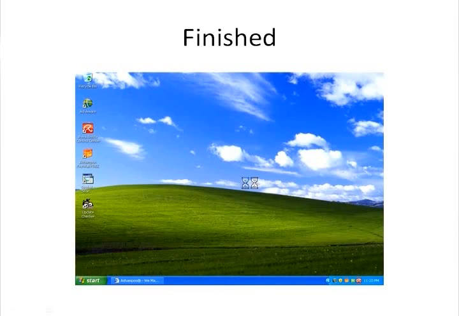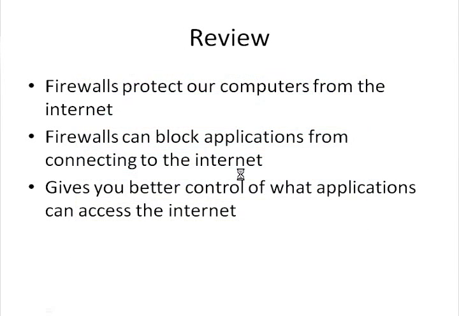Now we have a firewall that will be watching and monitoring what applications try to access the internet, and we can either allow or reject it. Just to review, firewalls protect our computers from the internet. Firewalls can block applications from connecting to the internet, and it just gives you better control of what applications can access the internet.